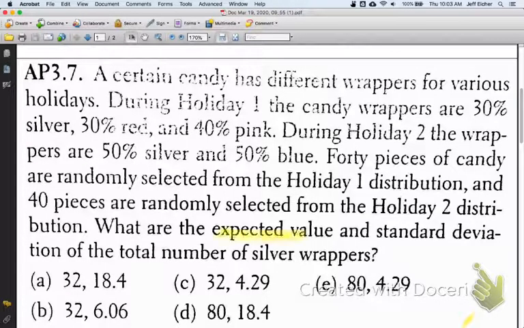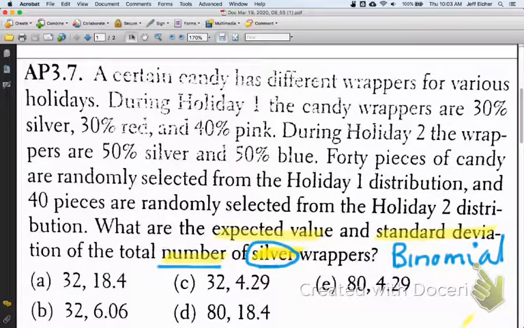So we're asked for the expected value, that's the mean, and the standard deviation of the number of silver. So this is going to be a binomial random variable. We know it's binomial because we have a number, not a proportion or a mean, but a number. And the success is defined as silver rather than red or pink or blue. And we want the expected value, which is the mean, and the standard deviation, which is sigma. So we have some formulas.